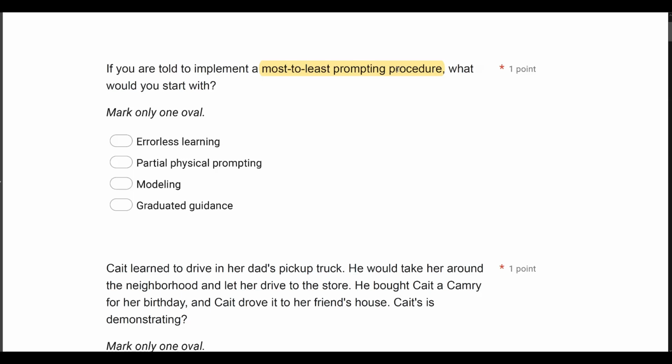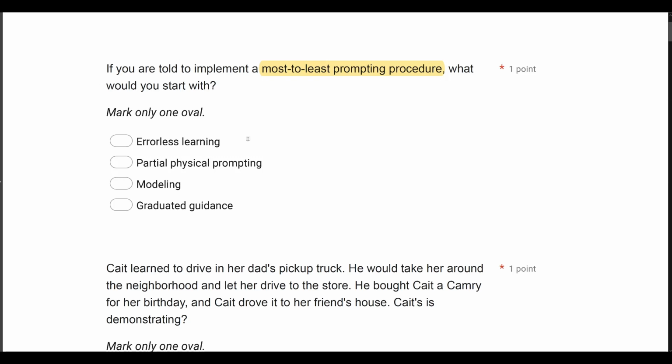When you use most to least prompting, and you're starting from the very beginning of most to least, you're going to start with errorless learning. Because when you use most to least prompting, you're going to use the most intrusive, invasive, necessary prompt that you have in order to evoke the correct response. And that would be errorless learning. Errorless learning prevents any mistakes from occurring.